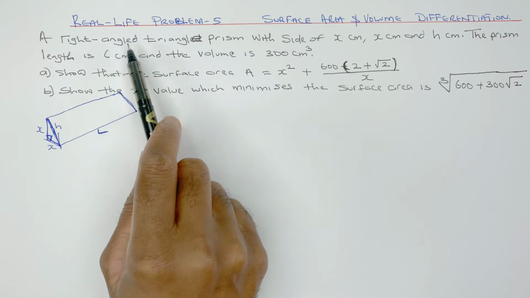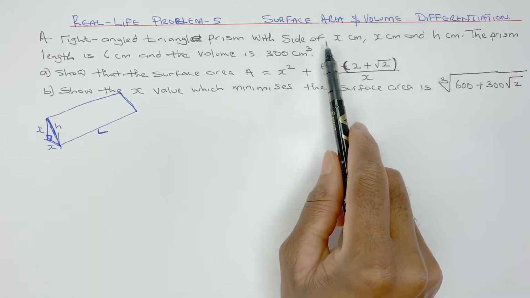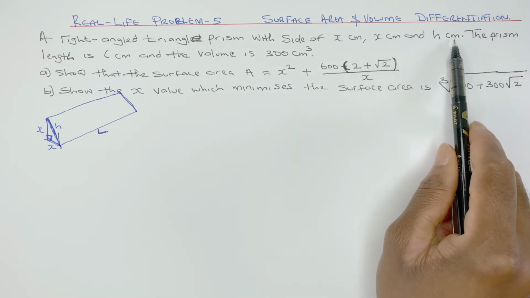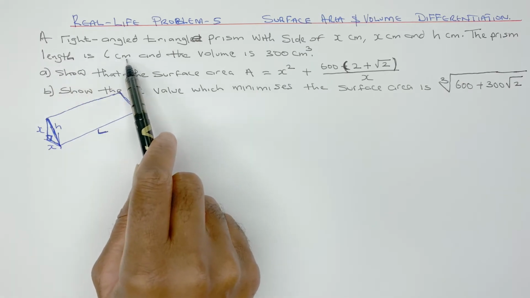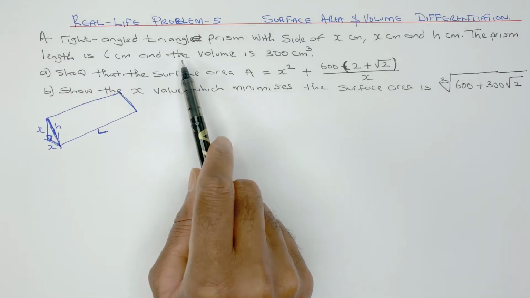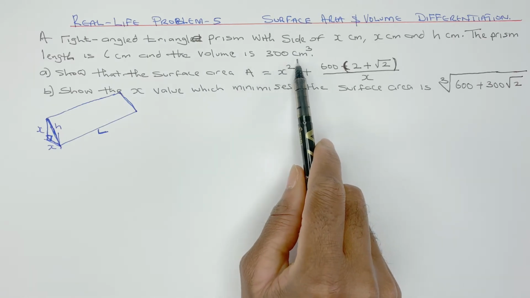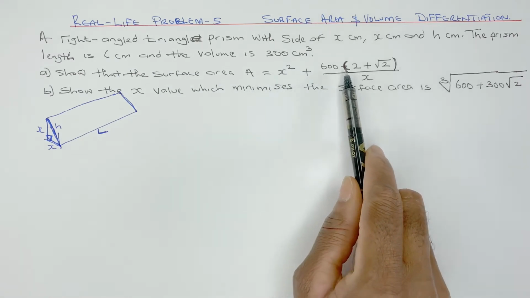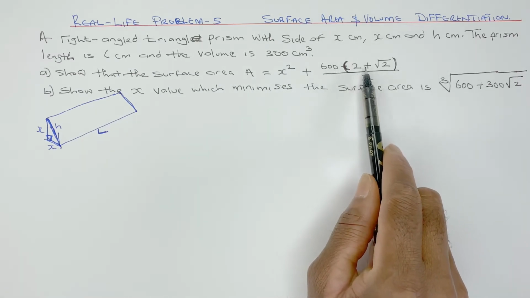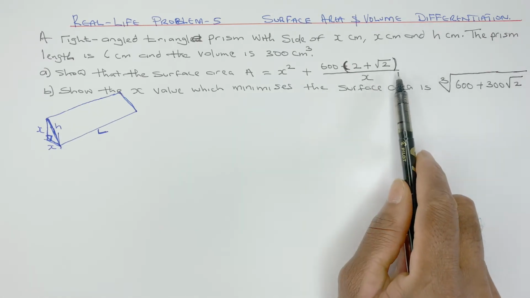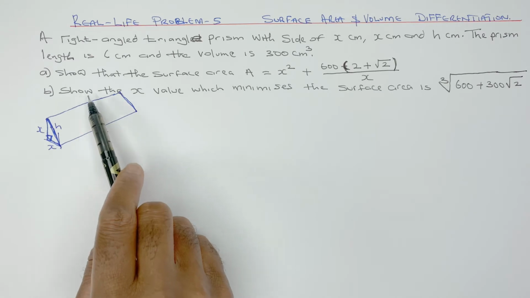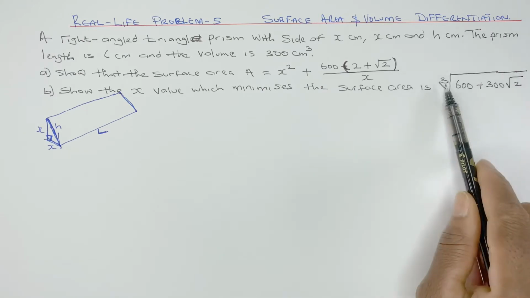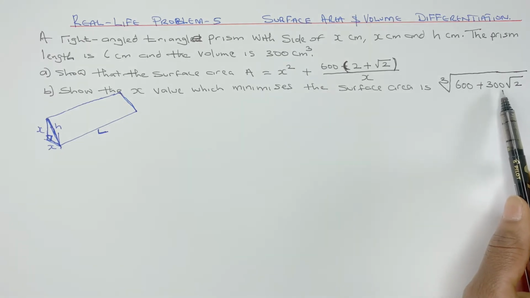A right-angled triangle prism with sides of x centimeters, x centimeters, and h centimeters. The prism length is L centimeters, and the volume is 300 centimeters cubed. A, show that the surface area A equals x squared plus 600 open bracket 2 plus root 2 close bracket over x. B, show that the value of x that minimizes the surface area is cube root 600 plus 300 root 2.